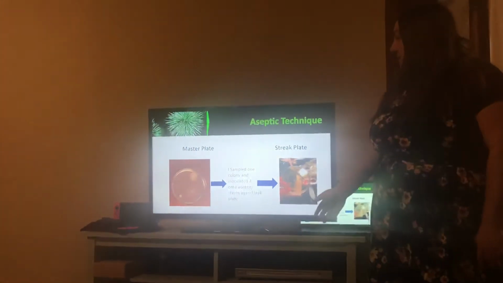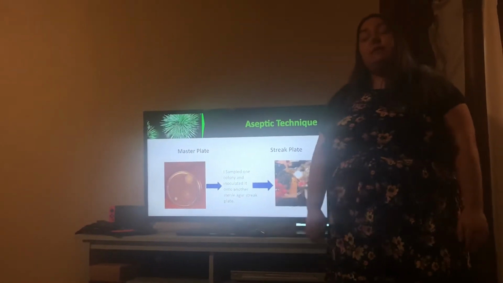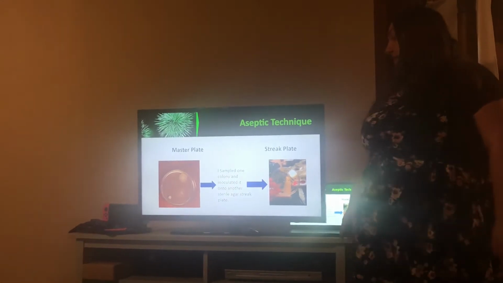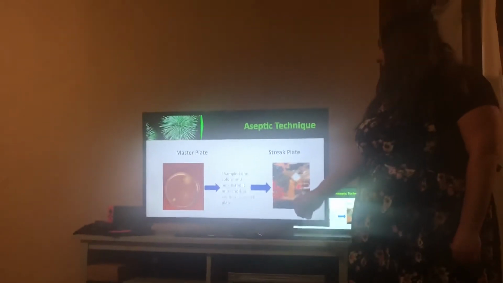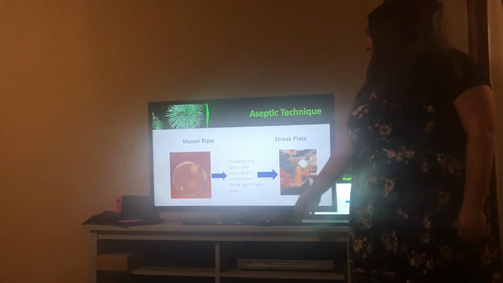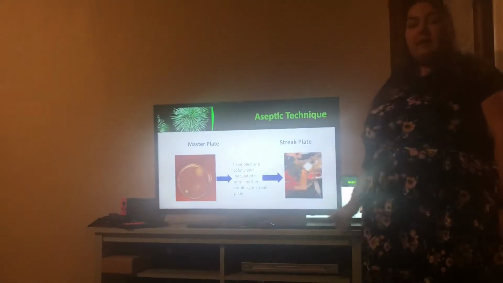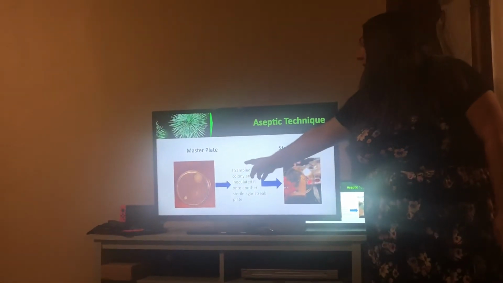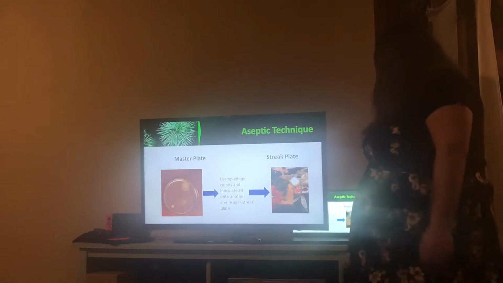Then we did aseptic techniques. We didn't know that we were doing this project till later, so I don't have a picture of my actual master plate, but I was able to find something that looks very similar to what my master plate looked like. I took one of the colonies and I inoculated it onto another sterile agar streak plate, and that is what my master plate looks like, and that is what my streak plate ended up looking like. If you see that small white colony, that is the colony that I used for my streak plate.